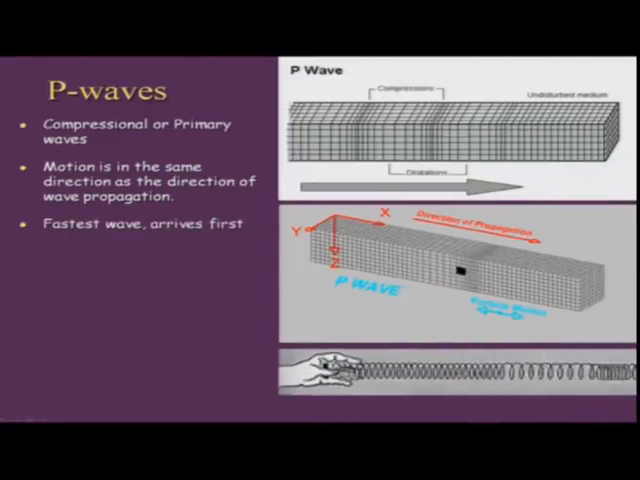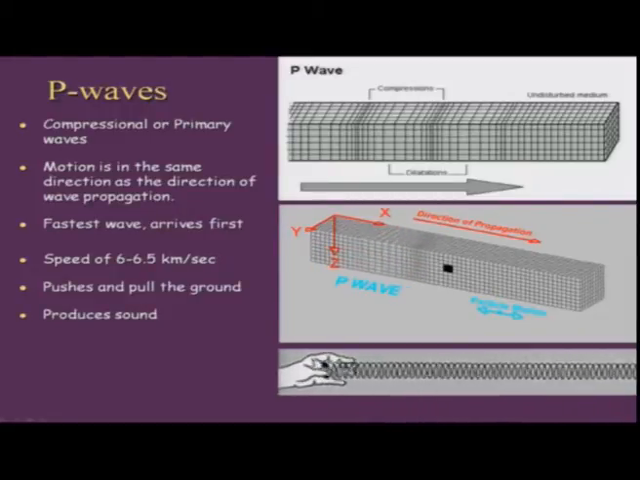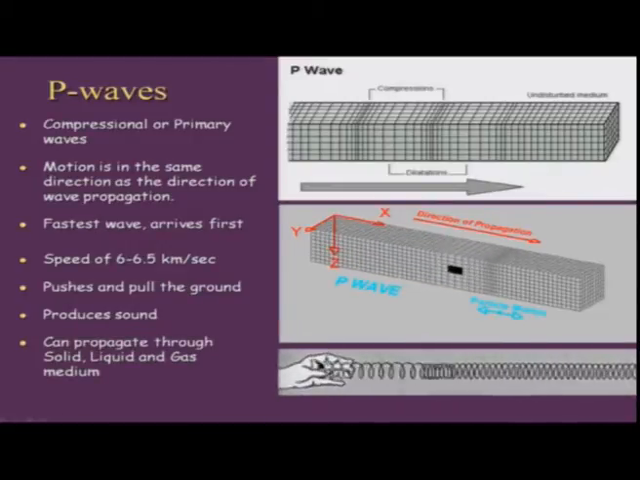They are the fastest waves, which arrive first, with a speed of almost 6 to 6.5 kilometers per second. It pushes and pulls the ground, and produces sound. The motion is very similar to the sound wave. Hence it creates sound when it propagates into the atmosphere, or within the Earth's surface. You can hear the sound when these waves are propagating.